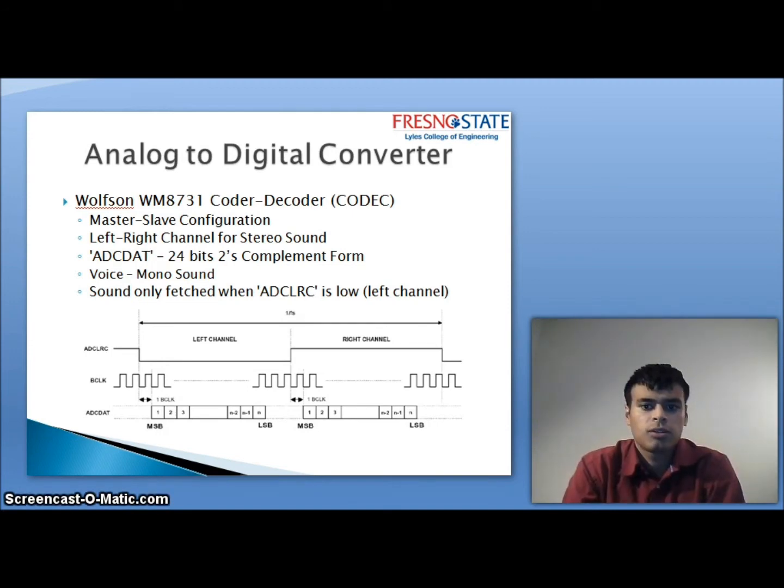We're using the analog to digital converter that's embedded in the DE2 board. It has a module named Wolfson WM8731 codec, and it has both a left and a right channel for stereo sound. But since we're using human speech, both the left and the right channel are the same, and we're only using the left channel. It has a 24-bit resolution, and it's in 2's complement form. This is how it's organized on the very bottom. You can see how each value is organized, so the MSB is the furthest to the left, and the LSB is furthest to the right.